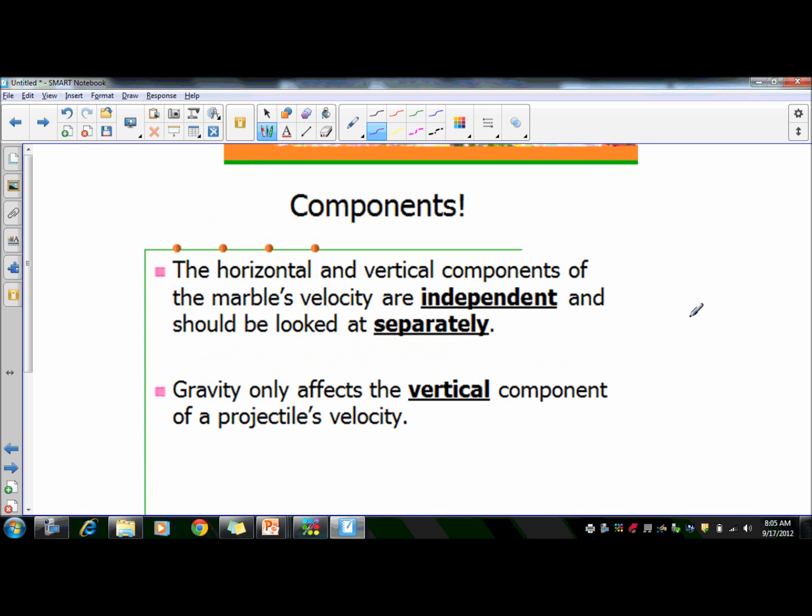So first, components. We talked about in the previous video that the horizontal and vertical components are independent. So the horizontal does not affect the vertical, and the vertical does not affect the horizontal. So we have to look at them separately. Gravity only affects the vertical, so we only deal with gravity in the vertical direction, or the Y direction. The horizontal, or the X, is at a constant speed.